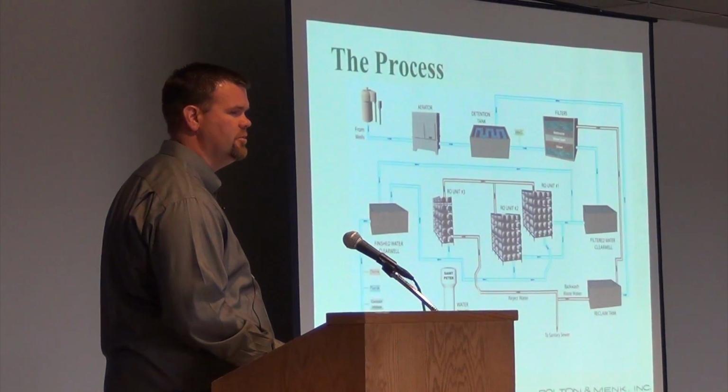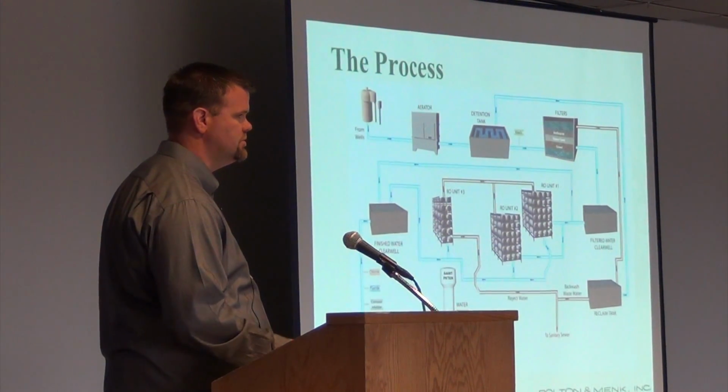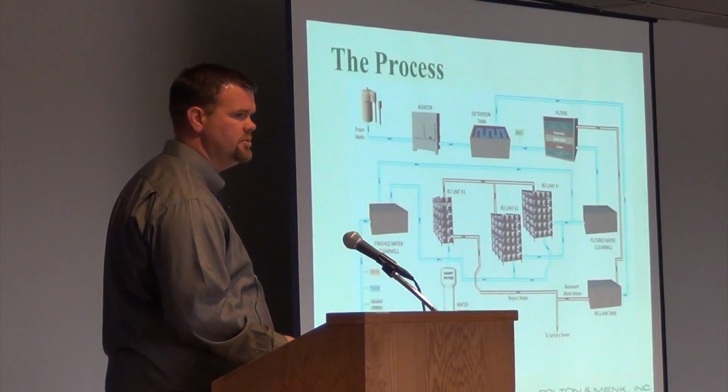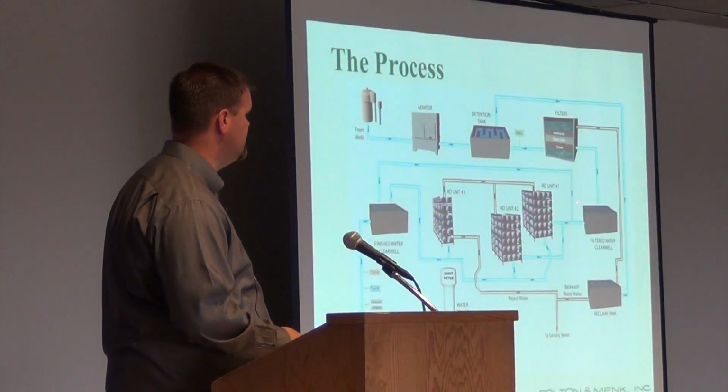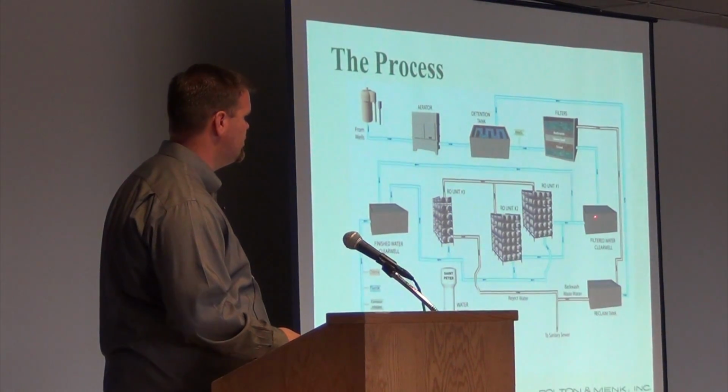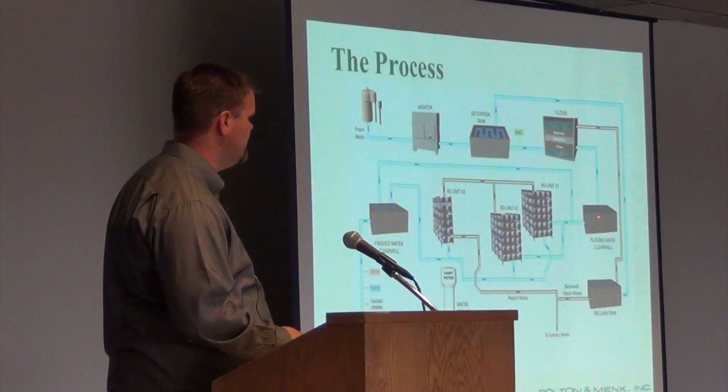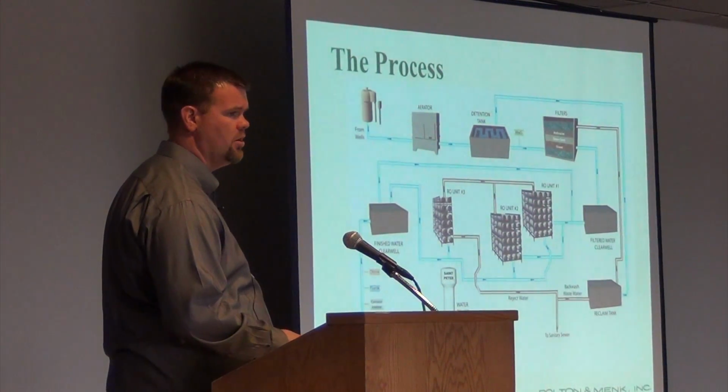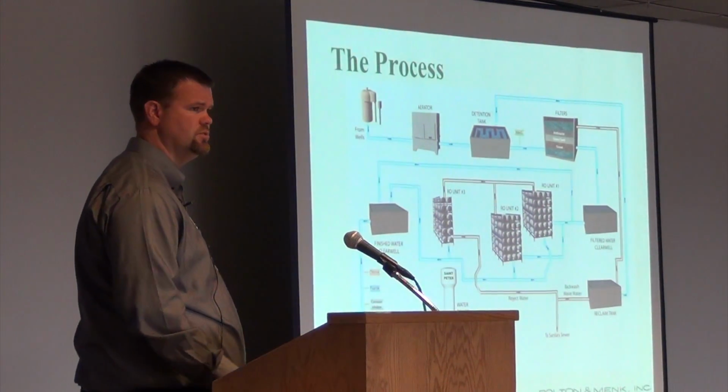RO does not like iron and manganese, and it can quickly plug up and cause problems. So we try to put in a good treatment system before that to remove those. After that, it flows down into a clear well, and this is the area where we pump out of the clear well and take it through the RO units themselves. And RO is reverse osmosis.